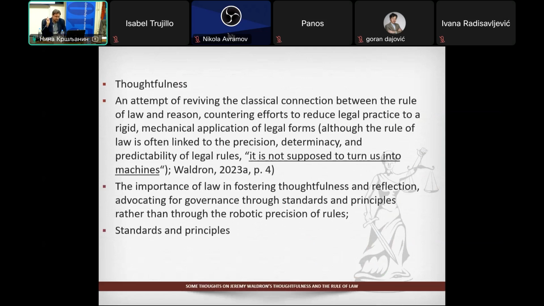A very interesting part is related to Professor Pavčnik's paper or presentation. He also insists on thoughtfulness as an important aspect of the legal order's functioning and the rule of law understanding. And I will quote a part of his arguments. Thoughtfulness should be understood as an attempt at reviving the classical connection between the rule of law and reason, countering efforts to reduce legal practice to rigid mechanical application of legal forms. Although the rule of law is often linked to precision, determinacy, and predictability as formal elements of the definition, it is not supposed to turn us into machines. And the important part of this requirement is the use of standards and principles.